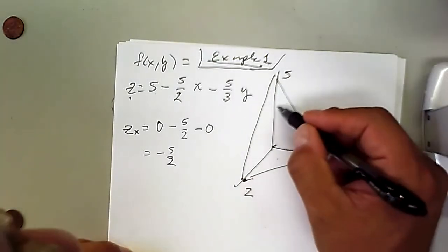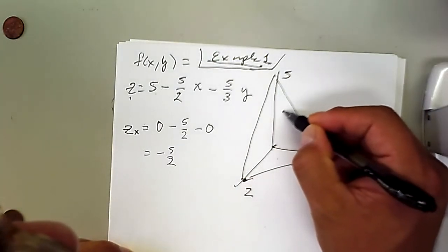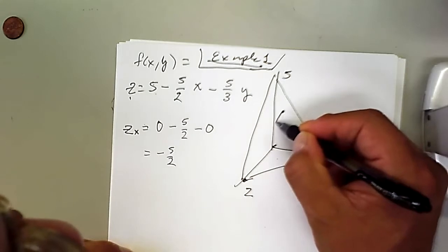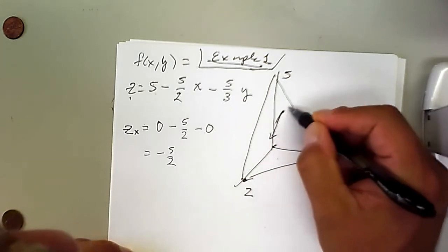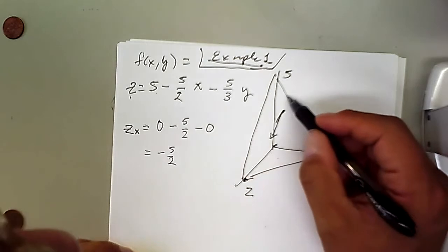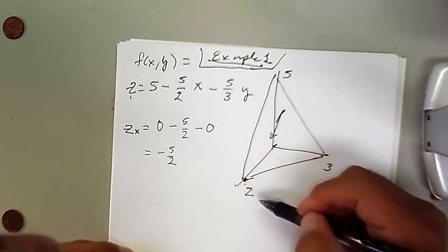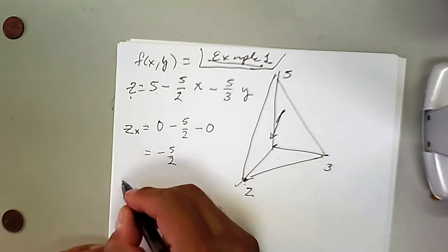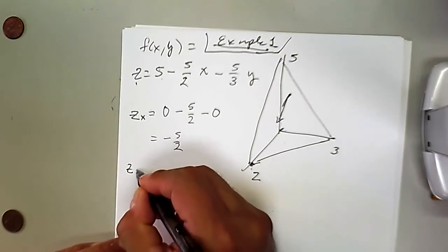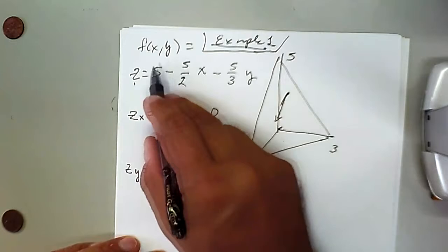That means that if you go at any given point here and you start going in the x direction, the slope is going to be negative 5 over 2, which makes sense because the rise is 5 and the run is 2.